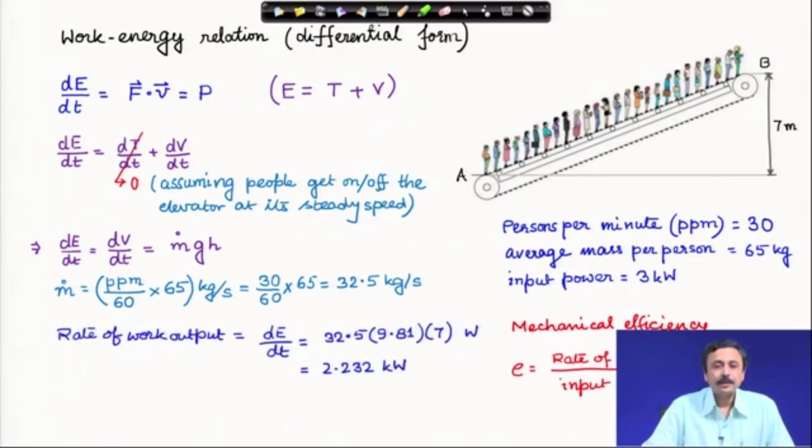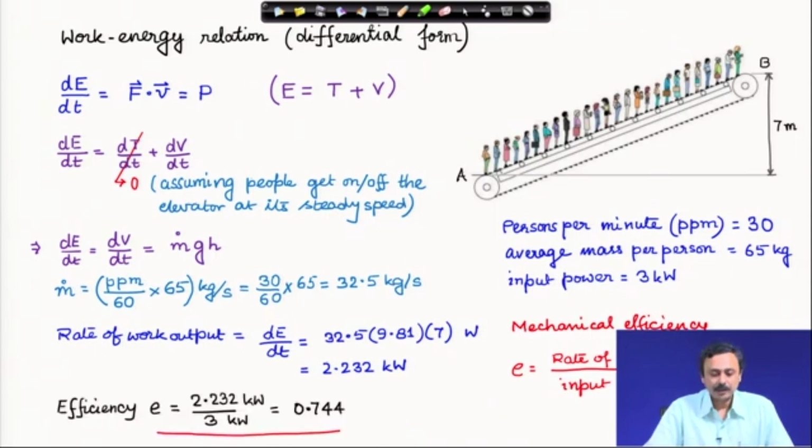So, the rate of mechanical work output of the escalator, which is dE/dt, is 32.5 kilogram per second, m dot, into g into h, and that turns out to be 2.232 kilowatt, but the motor is supplying 3 kilowatt, as mentioned in the problem. Therefore, I can calculate the mechanical efficiency, which turns out to be 0.744. What is happening to the rest of the power? It is getting lost in dissipation, friction.